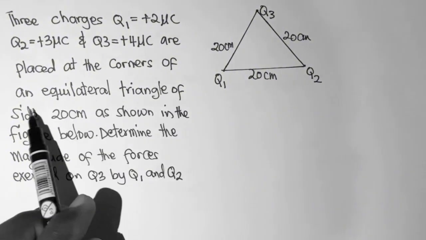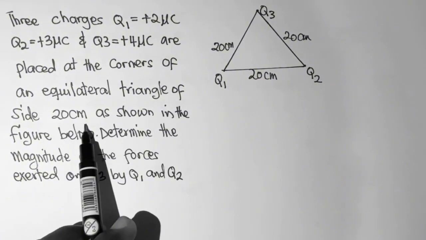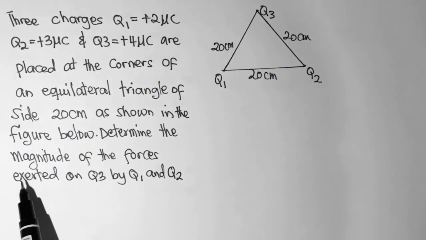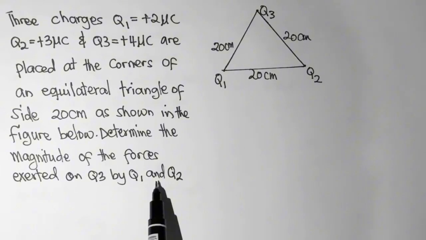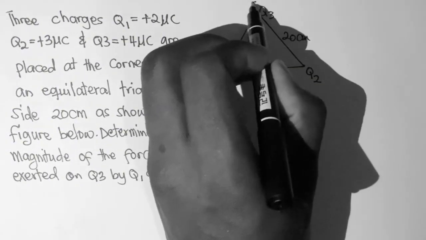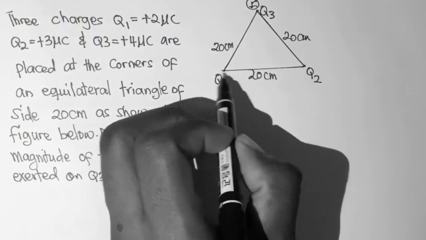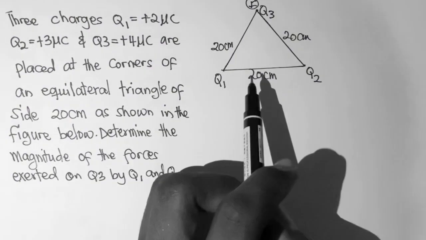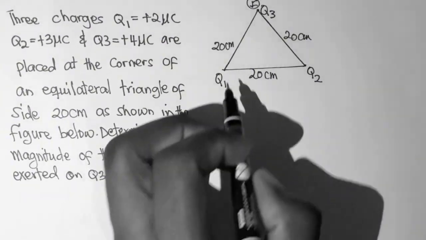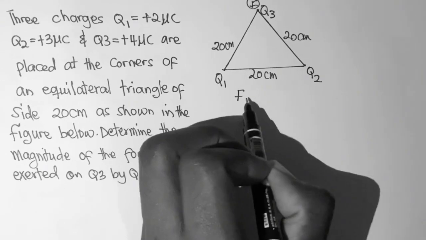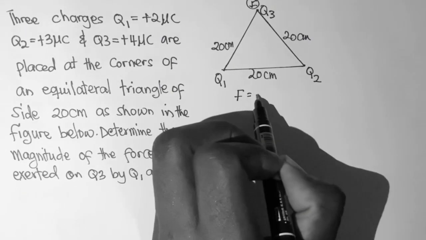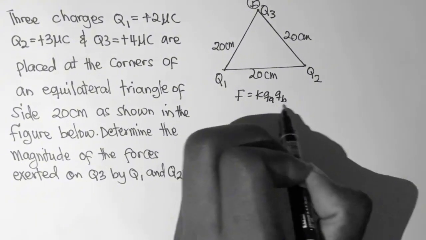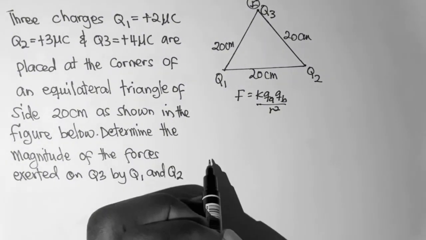Three charges, Q1 equals plus 2 microcoulombs, Q2 equals plus 3 microcoulombs, and Q3 is plus 4 microcoulombs, are placed at the corners of an equilateral triangle of side 20 centimeters, as shown in the figure. Determine the magnitude of the forces exerted on Q3 by Q1 and Q2. So we want to determine the force here that is being exerted by Q1 and then Q2. So now we just need to use Coulomb's law. From Coulomb's law, the force is equal to a constant times the first charge times the second charge divided by the square of the distance between them.